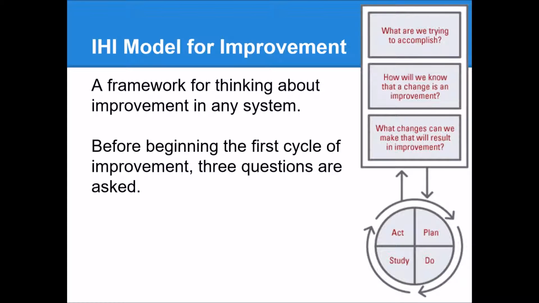improvement occurs. So the 3 questions that you ask before beginning the first cycle of improvement are: what are we trying to accomplish? How will we know that a change is an improvement? And what changes can we make that will result in an improvement? Once you've answered those questions, and particularly used some of the tools we're going to learn to answer those questions, then you plan and execute consecutive Plan, Do, Study, Act cycles to make the improvement you want to make.